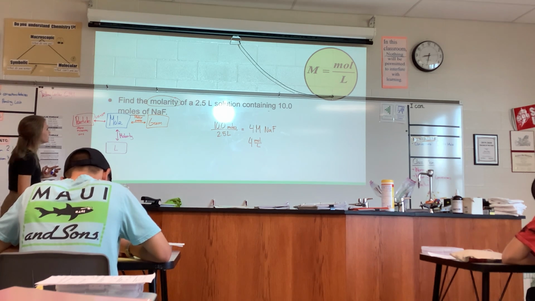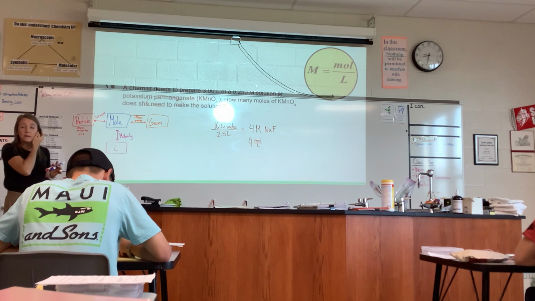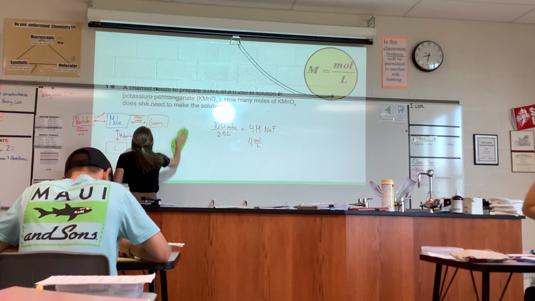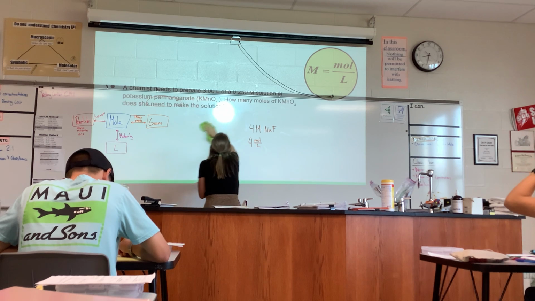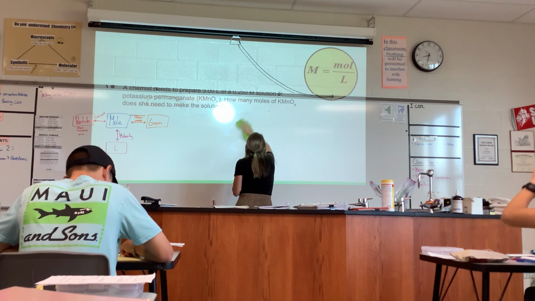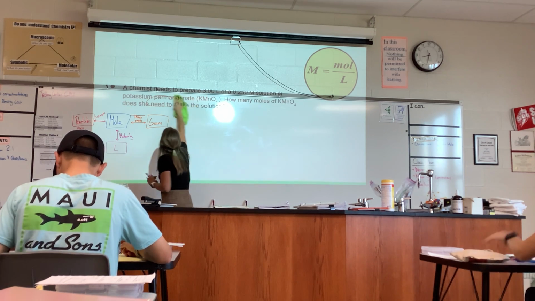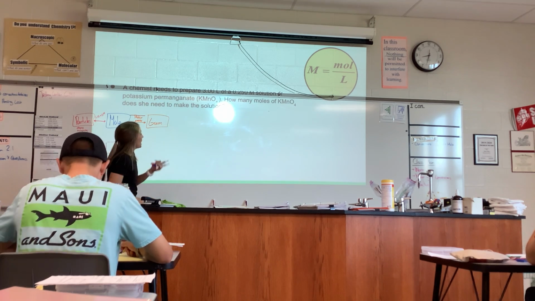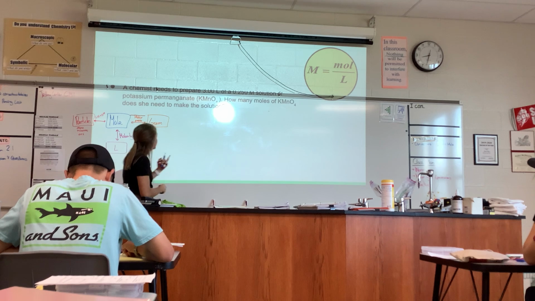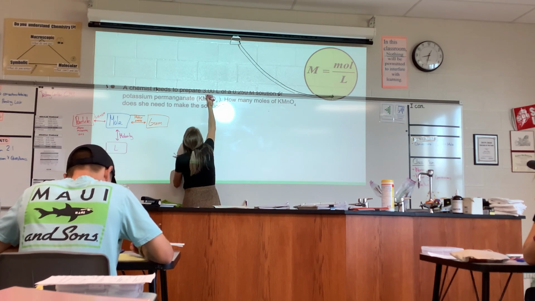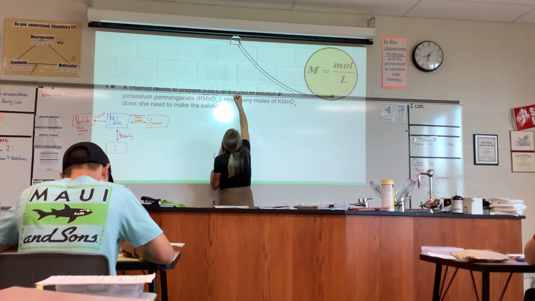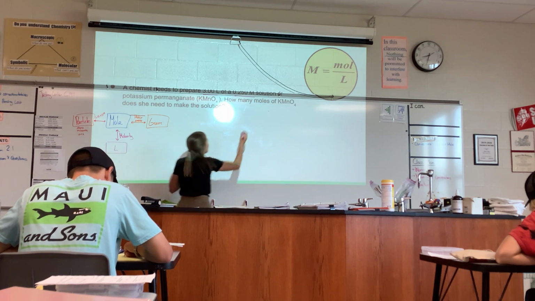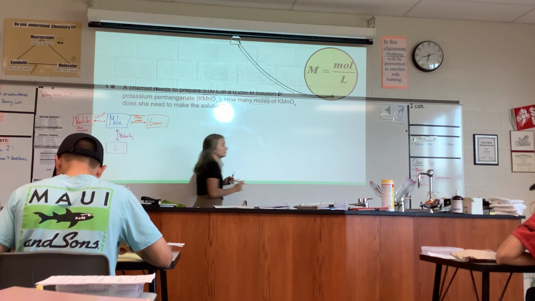Okay, let's do one more, and then the rest of the time we're just going to keep practicing. Okay, this one says a chemist needs to prepare 3 liters of a 0.25 molar solution of potassium permanganate. I'm underlining what I know. I'm going to circle what I'm trying to find.